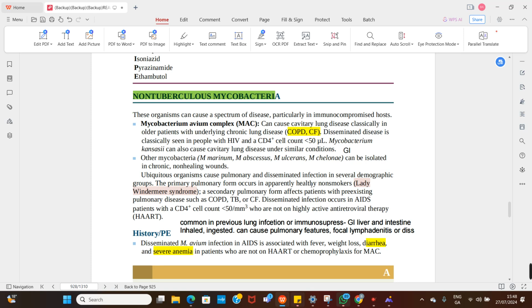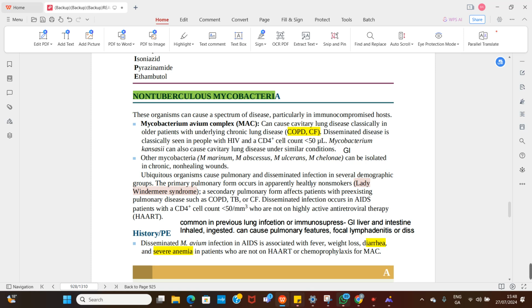So the most common places it goes to is, number one, the GI. They have diarrhea, which is going to be watery, not bloody, please. Watery diarrhea. It goes to the liver, so they have hepatosplenomegaly. It goes to the lymph nodes, so they can have lymphadenopathy. It goes to the bone marrow. It can even go to the adrenal. That is Mycobacterium avium for you.